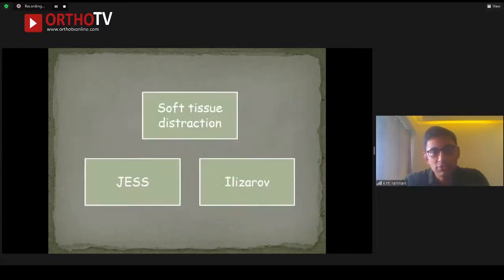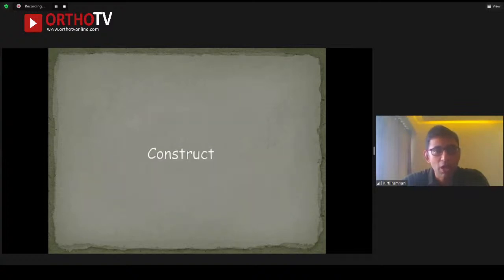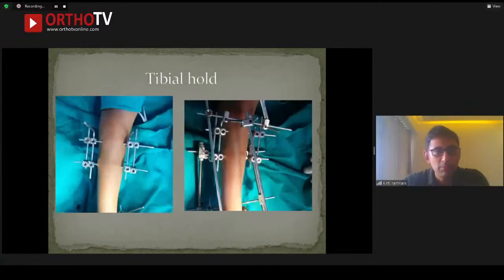For soft tissue distraction, the two common fixators which we use are JESS and Ilizarov. Because of the familiarity of most of the surgeons with JESS, I'll focus more on it. So how do you construct it? You make a tibial hold with 2 or 3 wires depending upon the age of the child and the size of the leg. You connect 2 L rods to create a Z, and then you put an anti-toggle wire in the tibia anteriorly on the shin of the tibia, and then connect the assembly.